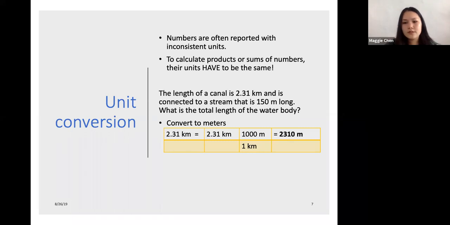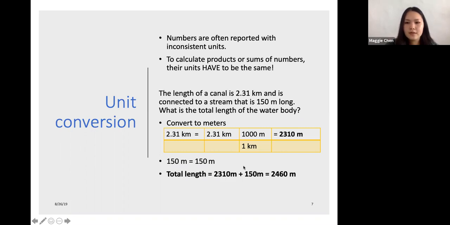Now we can just add them together. So 150 meters for our stream. Since we already have it in meters, we'll keep it as 150 meters. And so our total length of the water body is 2,310 meters plus 150 meters, which is 2,460 meters. Great. So did anybody have any questions so far?